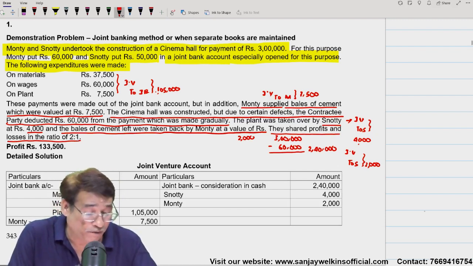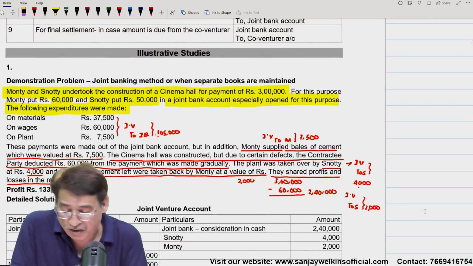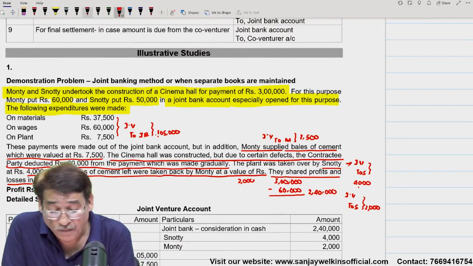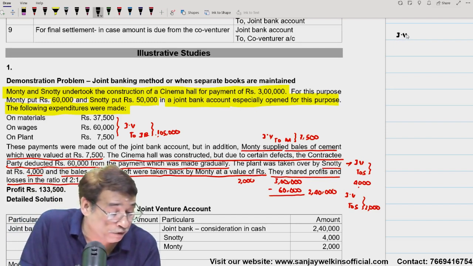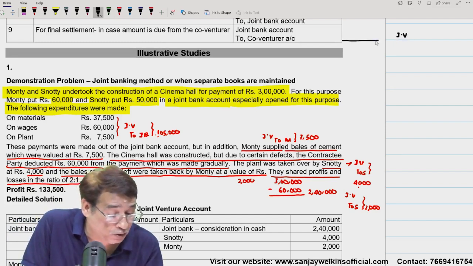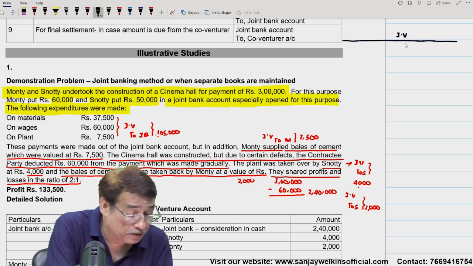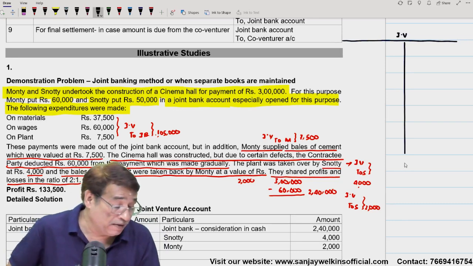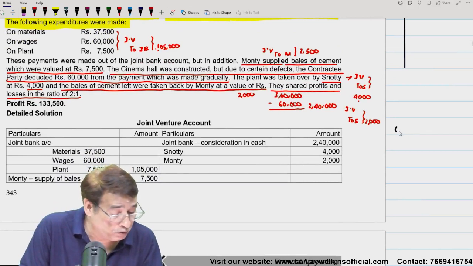So as usual, first of all, because this is the first question, although I have solved the question in a very neat and clear manner, these are initial questions. So as I told you, first of all, I will have to prepare a joint venture account. This is the joint venture account. Besides the joint venture account, as I told you, we will have to prepare the co-venturer account.